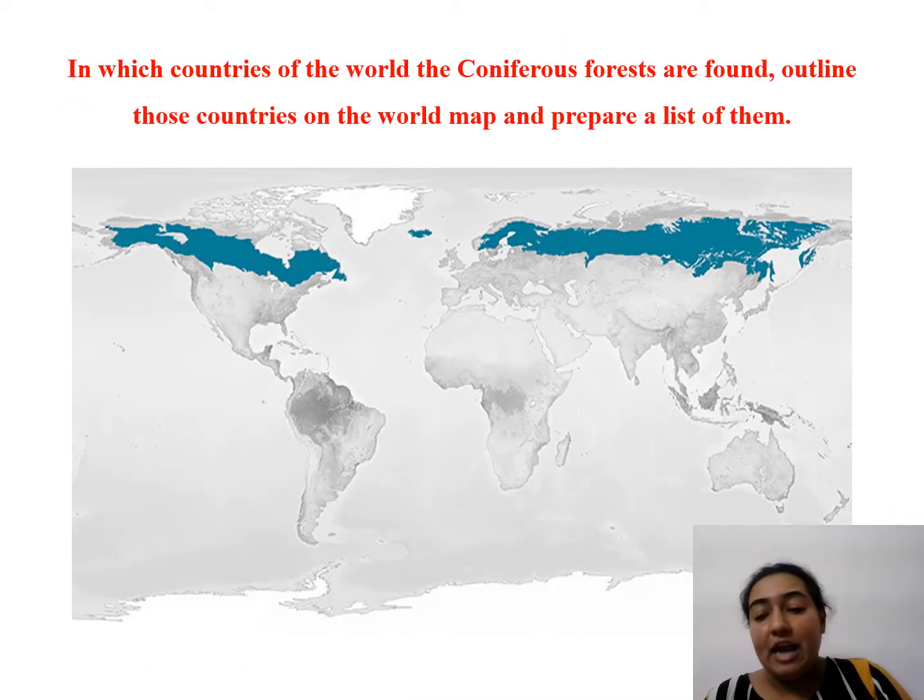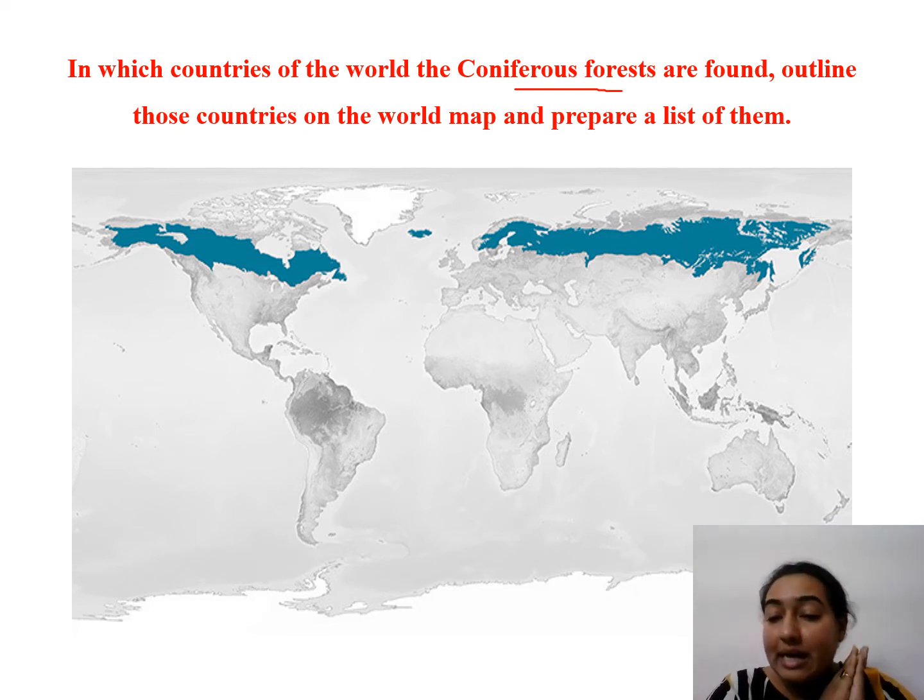So far, we have discussed the characteristics and the features of coniferous forest. So I have pasted one map, a world map, in front of you. Now you need to tell me elaborately in which countries of the world coniferous forests are found. You need to outline those countries on the world map and prepare a list of them. In this manner, students, you will be able to imagine which are those countries where such type of forests are found. See this world map clearly.